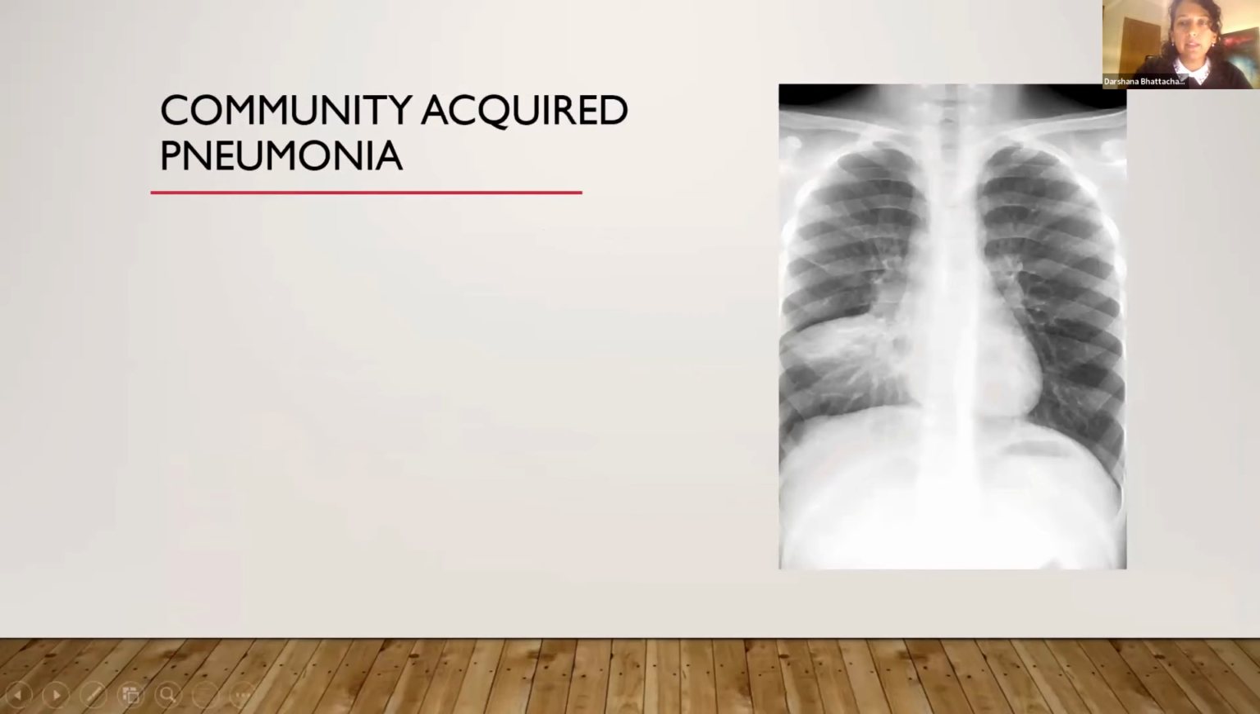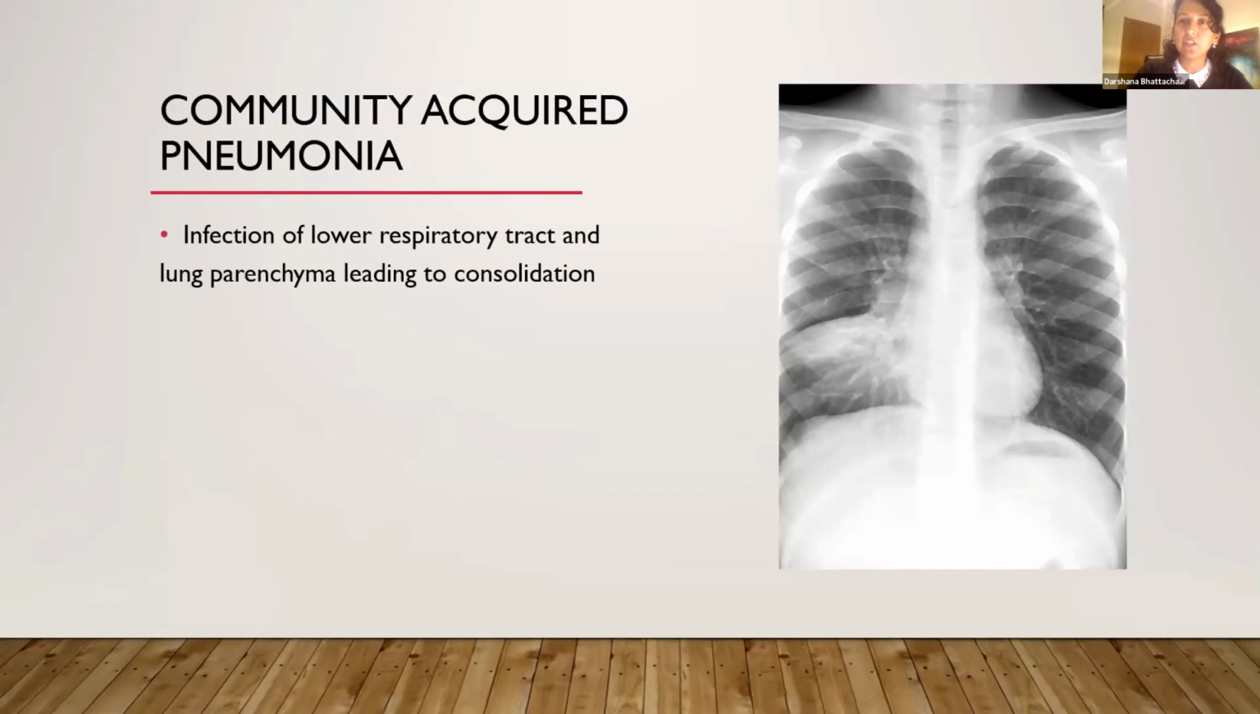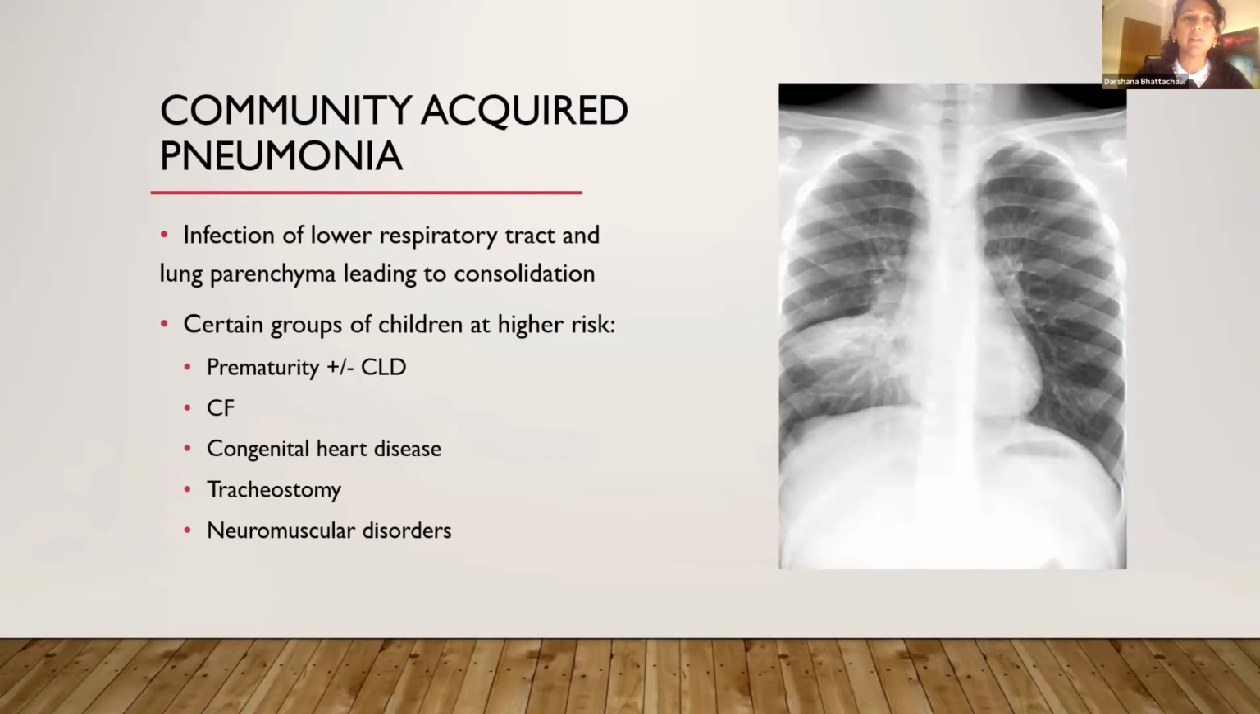So the final acute issue that I'm going to touch on is community-acquired pneumonia, and this is a nice X-ray of a right-sided consolidation there. So essentially, pneumonia is infection of the lower respiratory tract and the lung tissue, which leads to this consolidation or this solid area of lung. And it can happen to any child, but there are certain groups of children who are at higher risk.